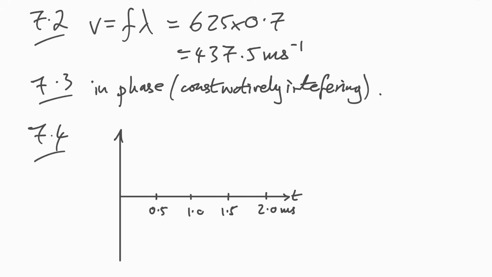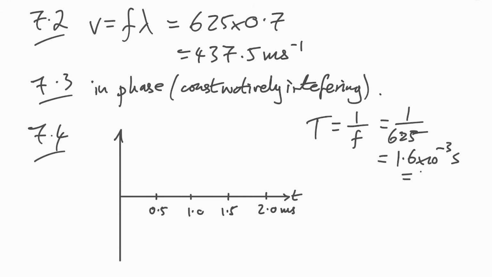Right. Well, we need the time period, don't we? So we can say that the time period is equal to 1 over f. So that's 1 divided by 625. And that should give us something in milliseconds, which sounds about right for what we're doing here. So that is 1.6 times 10 to the minus 3 seconds, or in other words, 1.6 milliseconds. Cool.